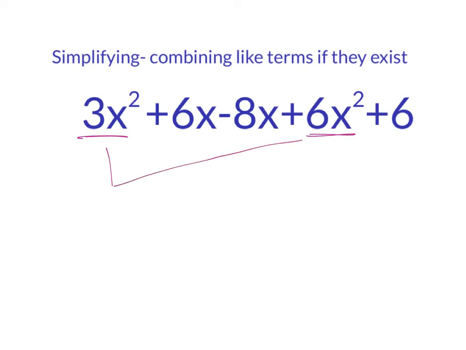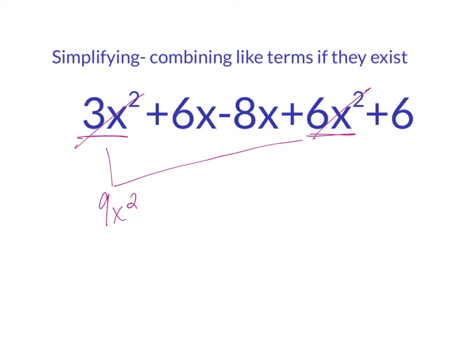So I've got 3x squared plus 6x squared. The fact that this is x squared doesn't matter to adding them. We're still going to add the coefficients. This is 3 plus 6, so that's going to be 9, and then the x squared stays the same. And now that I've written them from this step to this step, I'm going to go ahead and cross them off up here so I know I don't need to do anything with them again.